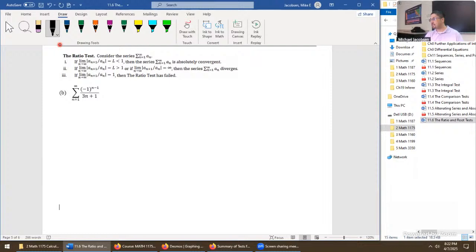Let's call it summation an through the ratio test, which is now defined as all of this stuff. Let's next define an plus 1.